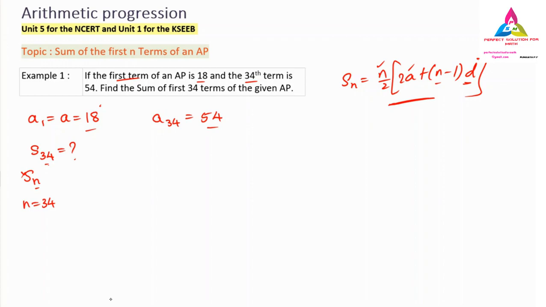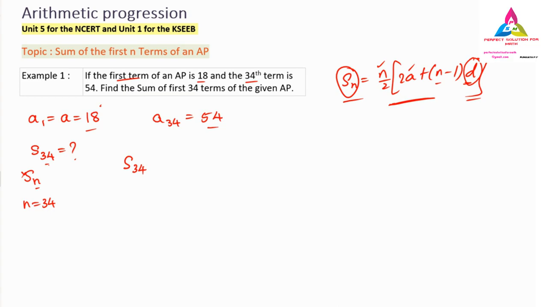Why can't we go for this formula? Because here d is unknown, and also we have to find Sn, so two things are unknown. We can't go for this formula. Then which formula is suitable for this? See, once again, I am talking about Sn. We have to find S34. Remember this. So we can go for one more formula.